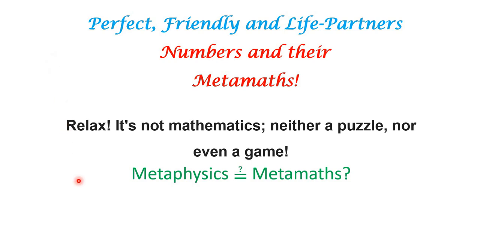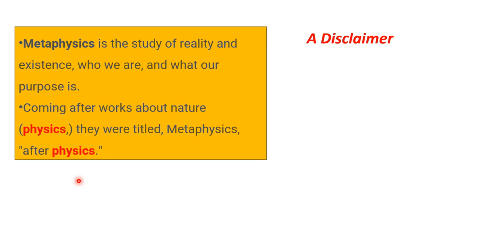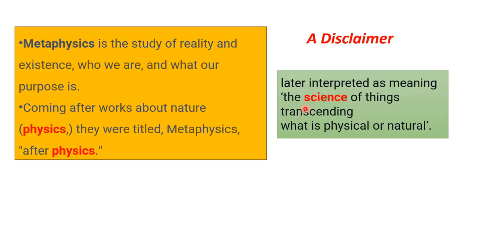So let us quickly see what metaphysics is. The disclaimer goes like that: metaphysics is the study of reality and existence. Questions like who we are and what our purpose is, etc. And all these things are coming after works about nature, that is physics. They were titled metaphysics, or after physics. Later on, it was interpreted as meaning the science of things transcending what is physical or natural.